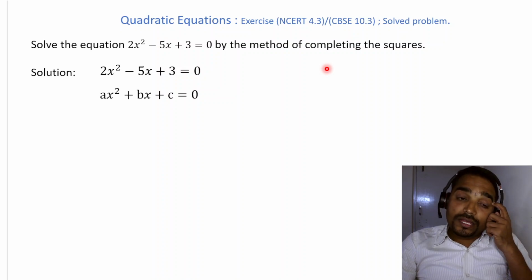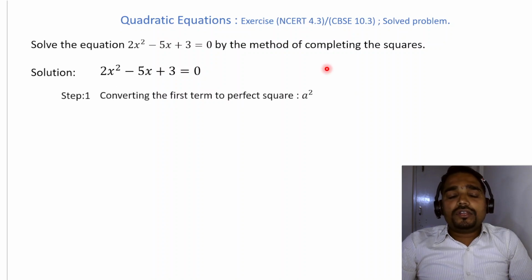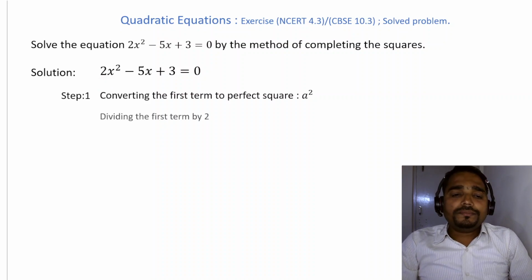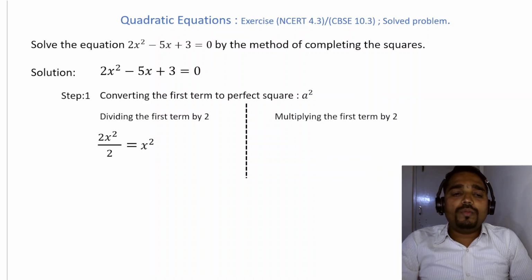The completing the squares method involves 4 steps, in which the first step is the conversion of the first term to a perfect square. The first term in this equation is the 2x square term, so we will have to convert it into a perfect square. This can be done either by dividing the first term by 2, that is, upon division of 2x square by 2 we would get x square, or similarly we can multiply the first term by 2, that is, 2x square multiplied by 2 would be 4x square.